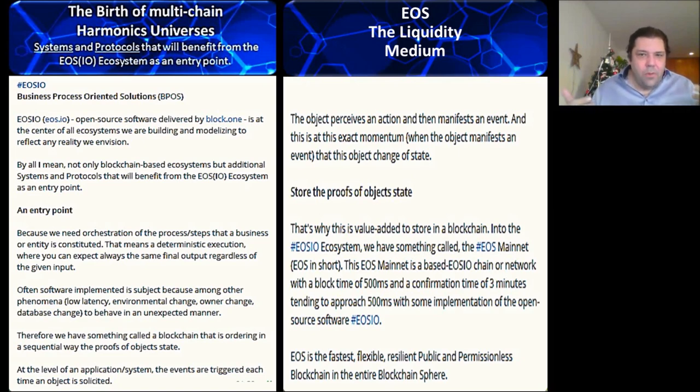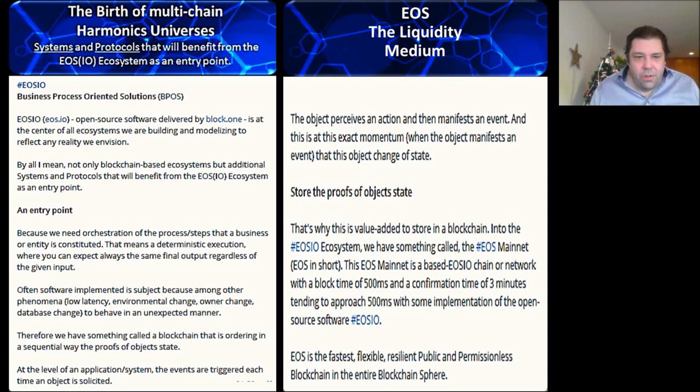EOSIO technology gives you the possibility, as a developer or entity that wants to deliver blockchain to your customer, to implement business process oriented solutions, BPOS in short. eos.io is the website, the open source software. We agree it is at the center of all ecosystems we are building and modelizing to reflect any reality that we envision. When I say all ecosystems, what I mean is not only blockchain based ecosystems, but additional systems and protocols that will benefit from the EOSIO ecosystem as an entry point.